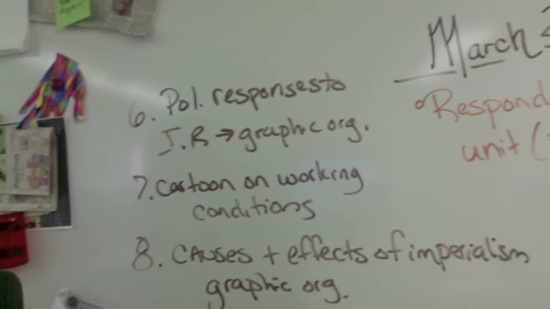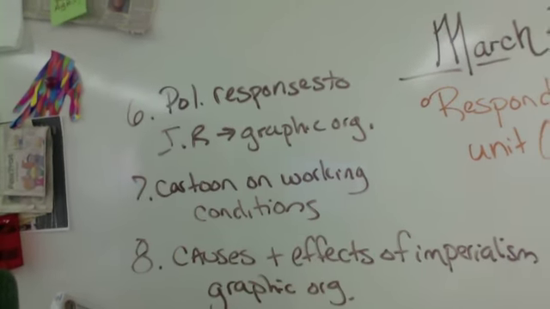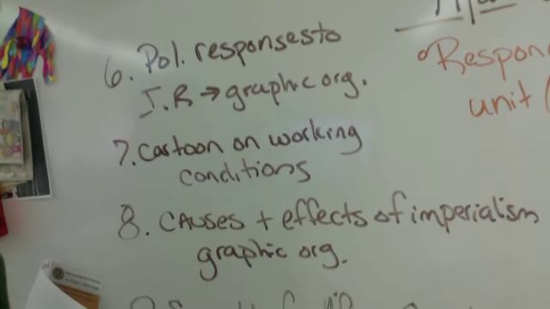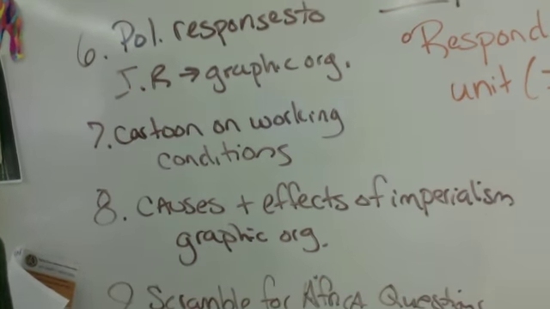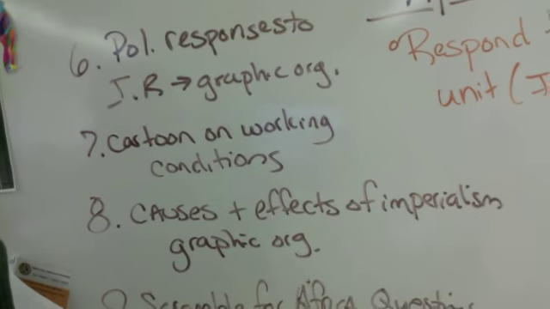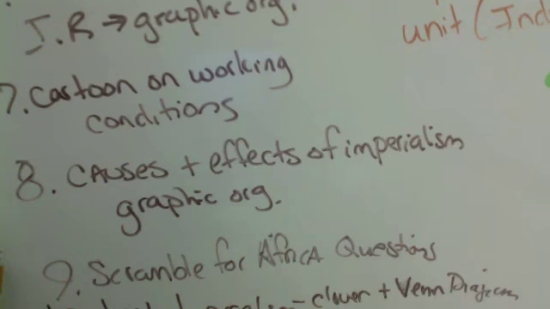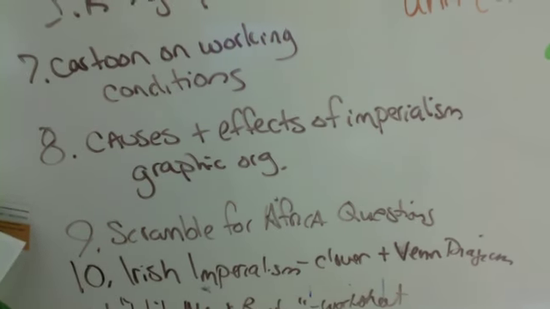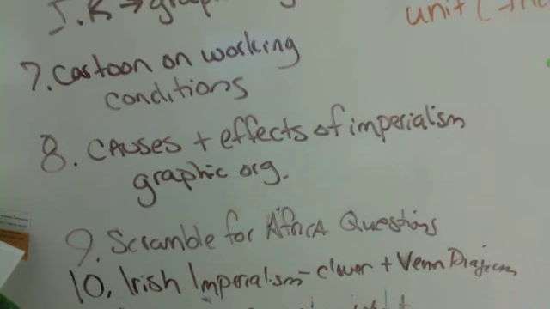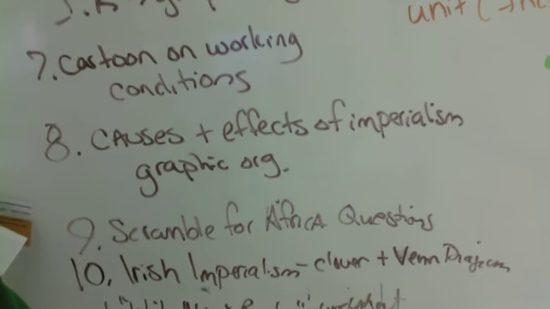7 was the cartoon you created on working conditions during the Industrial Revolution. 8 were causes and effects of imperialism. That was a graphic organizer. 9 was questions on the scramble for Africa. That was 2 sides, so make sure you have both sides complete.